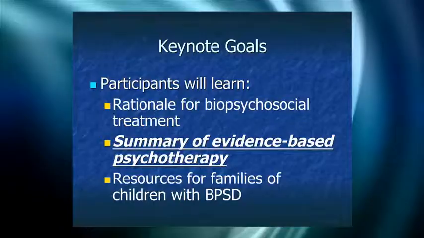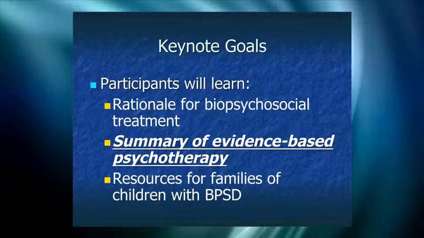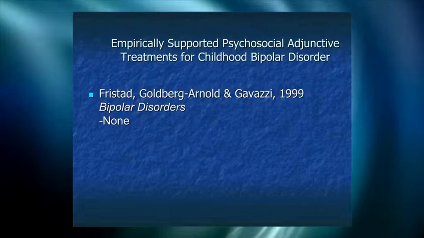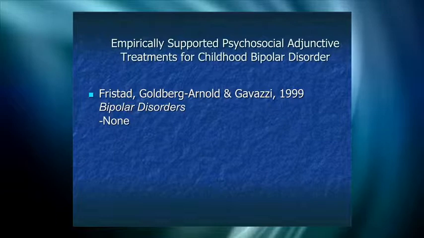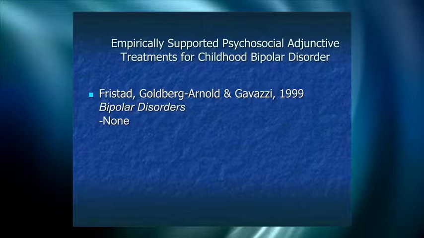So that brings us to the summary of evidence-based psychotherapy. What are the empirically supported psychosocial adjunctive treatments? Adjunctive, because you probably would not want to treat bipolar disorder just with psychotherapy. For childhood bipolar disorder, we wrote our first review in 1999, and it was really easy to review the literature because there wasn't any. Okay, but what's happened since then? We've really come a long way. So in 12 years, what have we accomplished?